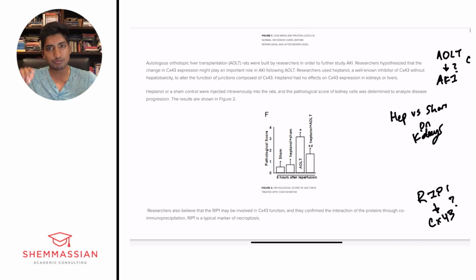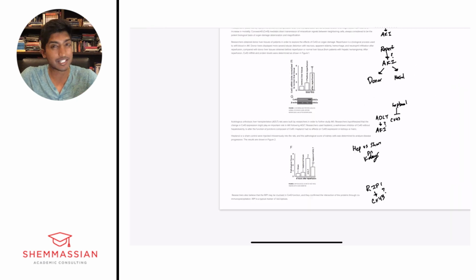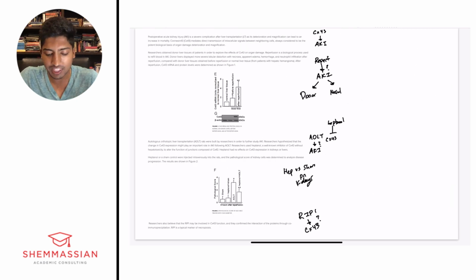Just looking at this relationship between RIP1 and CX43, and RIP1 is a typical marker of necroptosis. So whatever you want to talk about, but I'm just writing RIP1 has a relationship. And if a question asks me about RIP1, I know exactly where to come back to. And so with that, we have a pretty good roadmap of exactly what's happening in this passage, right? We're talking about acute kidney injuries. We're looking at different experimental setups to investigate different mechanisms and proteins involved in acute kidney injury. And so with that, we can get right into our questions.